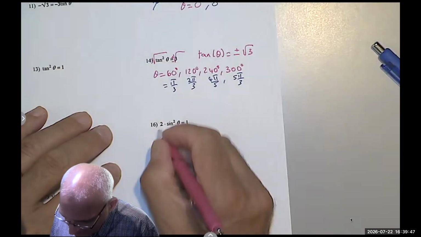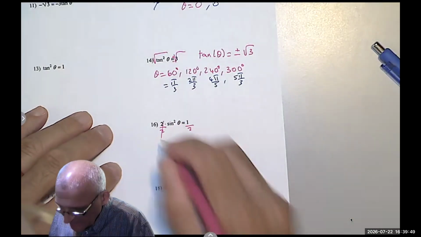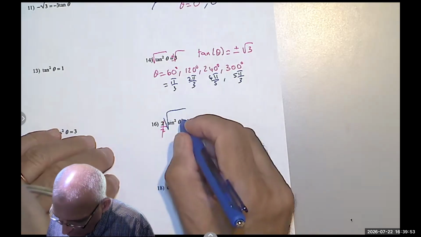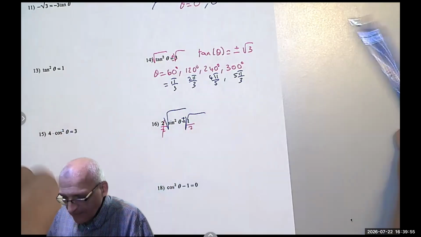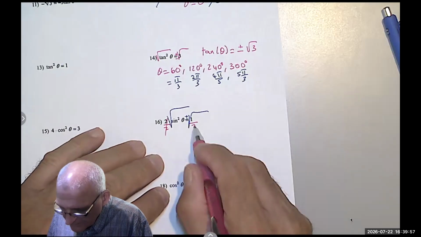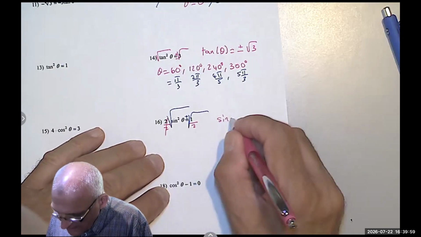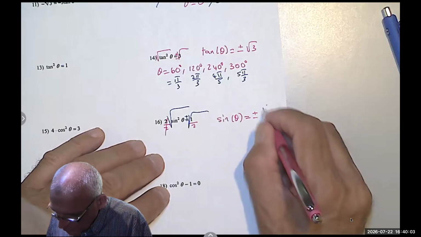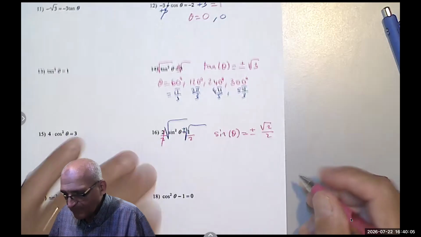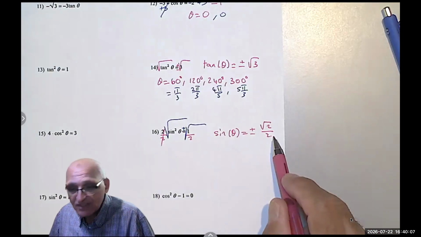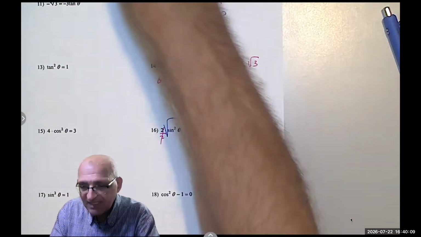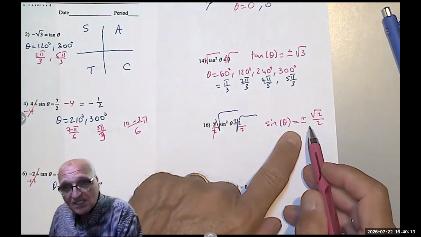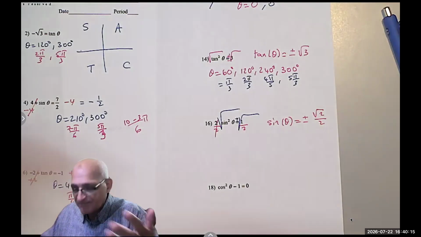I'm going to divide by 2. So I get sine squared theta equals 1/2. I'm going to take the square root, not forgetting the plus or minus. So I get sine theta equals plus or minus 1 over root 2, or root 2 over 2. It's the same thing. I know that root 2 over 2 is 45 degrees. But now I can be in any one of these 4 quadrants because I have plus or minus, meaning everywhere.